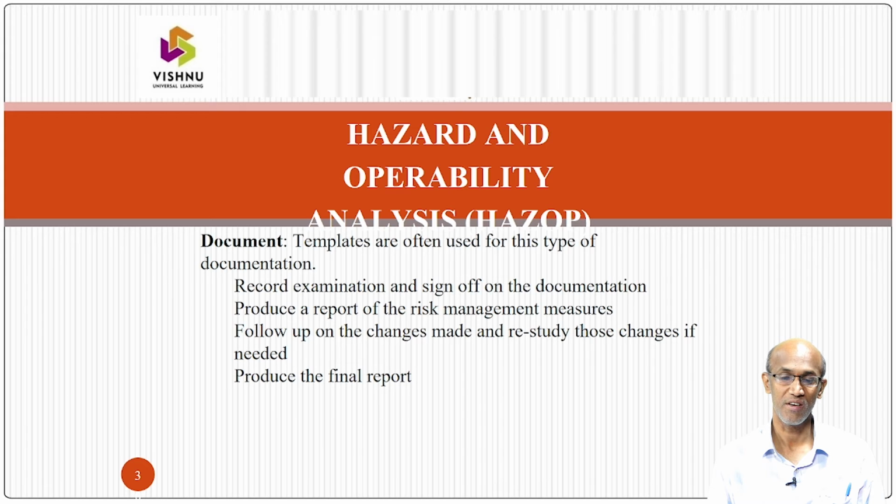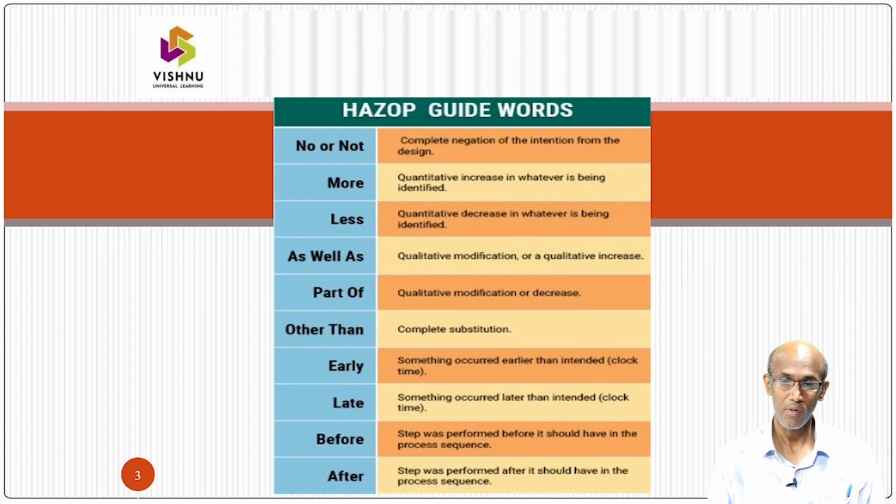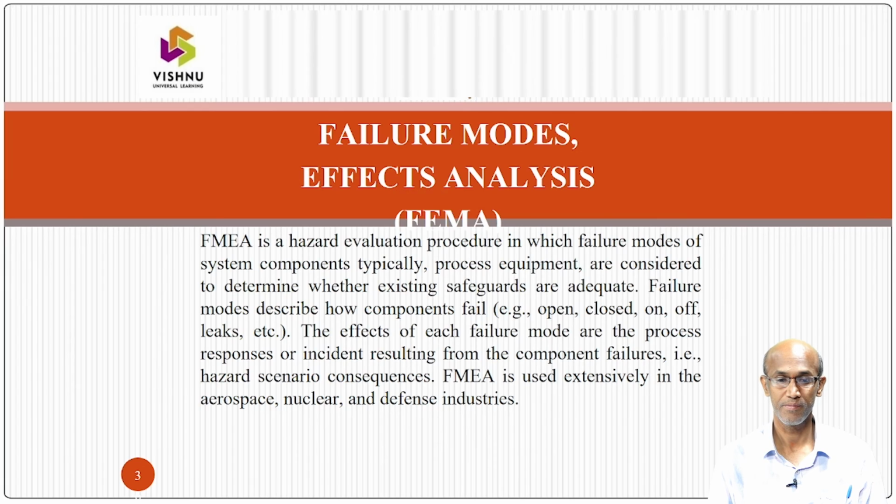Record examination and sign off on the documentation. Produce a report of the risk management measures. Follow up on the changes made and restudy those changes if needed. Produce the final report. So these are the HAZOP guide words: no or not, more, less, as well as, part of, other than, early, late, before, after.